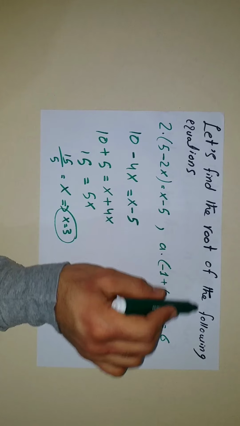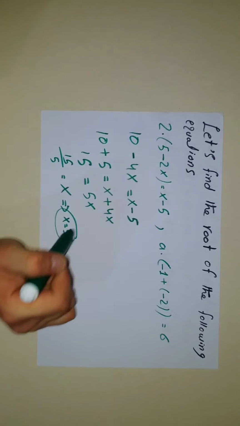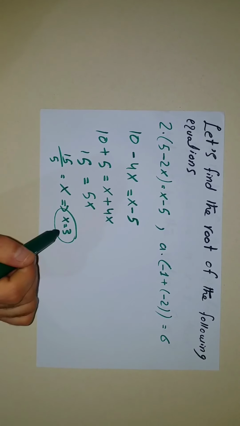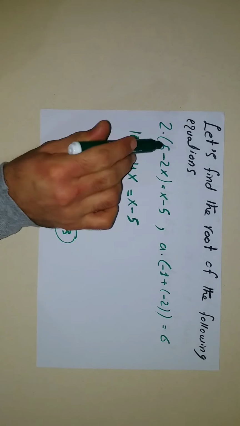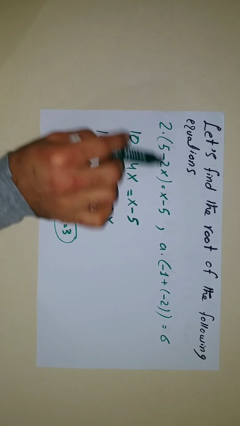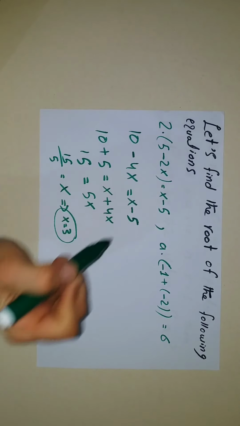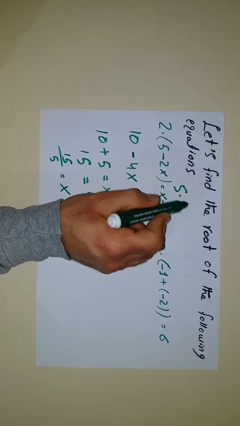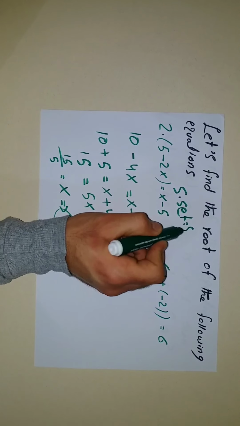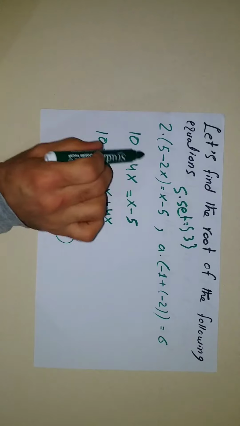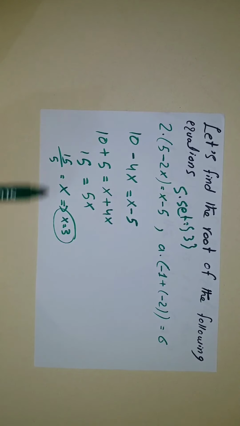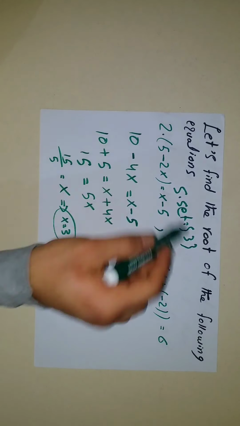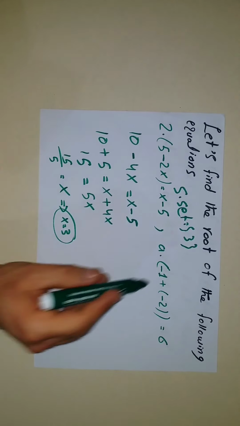Let's find the root of the following equation. The root of this equation is equal to 3. This unknown, this 3, is the root of this equation. It will satisfy this equation. So the solution set of this equation is 3, because the root is 3. So it will be the solution set of this equation.